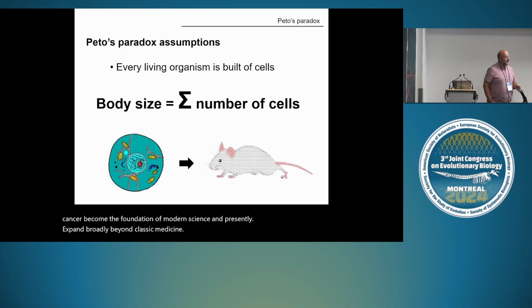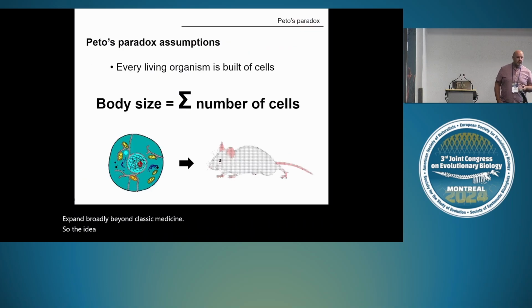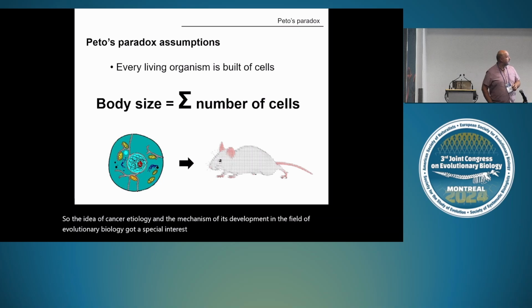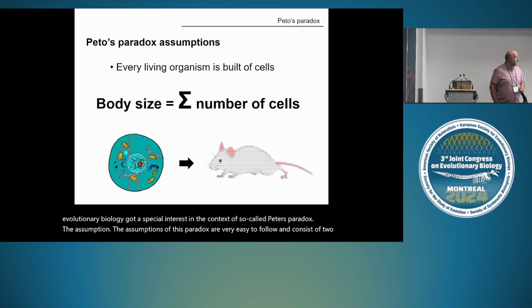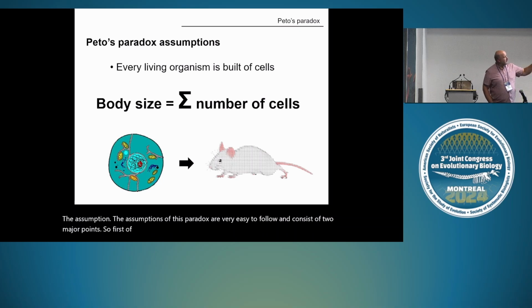The idea of cancer etiology and the mechanism of its development in the field of evolutionary biology got special interest in the context of the so-called Peto's paradox. The assumptions of this paradox are very easy to follow and consist of 2 major points. First of all, we can assume that every living organism is built of cells. I hope we can all agree about it.